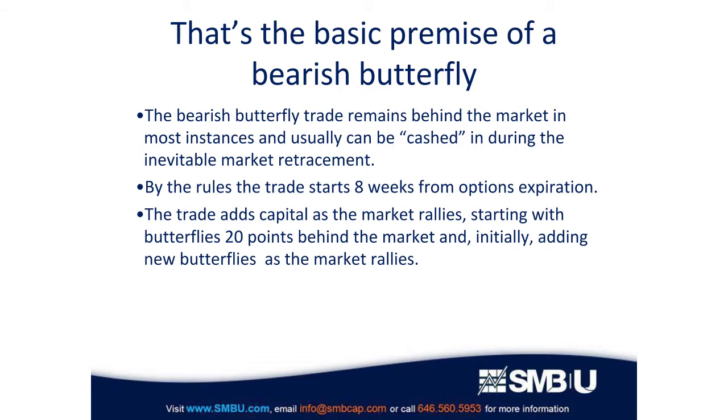The design of the Bearish Butterfly essentially is to start about 8 weeks out, 20 points behind the market, and it's traded on the Russell 2000 index. So if the Russell's, say, trading at 1120, then the Bearish Butterfly is initiated at 1100. Then if the market rallies, you keep adding butterflies. Generally speaking, there are some exceptions, but generally speaking, you're adding those butterflies behind the market again. So if the market rallies from 1120 to 1140, you might end up entering an 1120 butterfly, so you'd have then an 1100 and an 1120 butterfly.